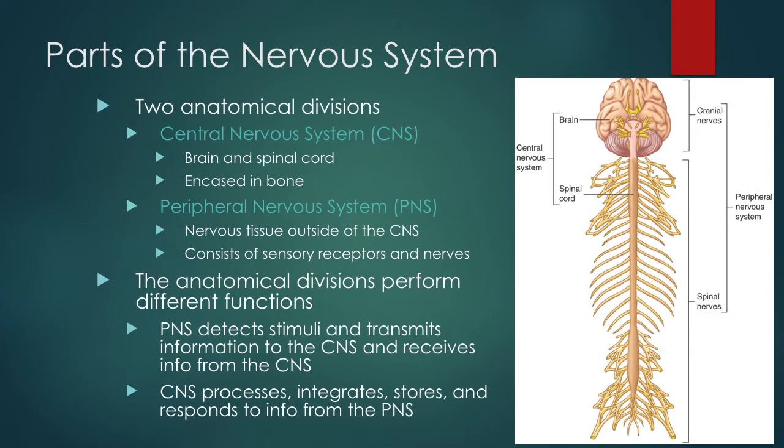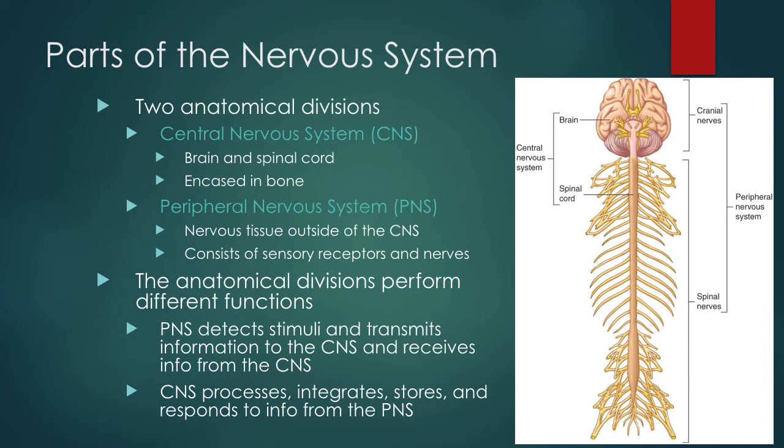Okay, so 3 general functions, and then we often deal with divisions of the nervous system. There are 2 basic divisions based on an anatomical organization. The central nervous system includes the brain and spinal cord. This system is encased in bone. It's floating in cerebral spinal fluid, enclosed in membranes called meninges. We'll talk a lot about them later. This is where the most complicated integration occurs.